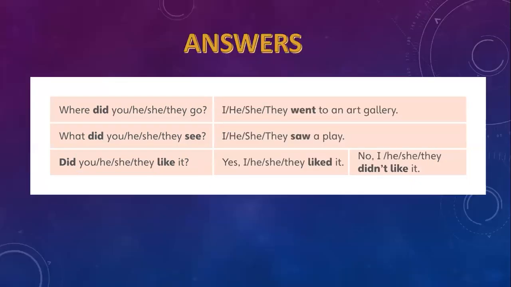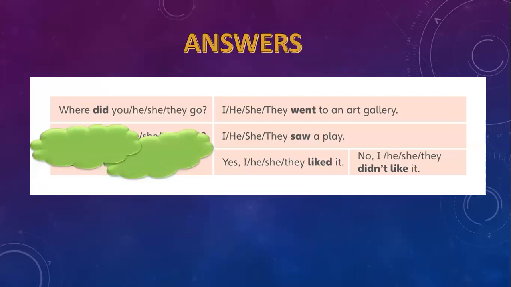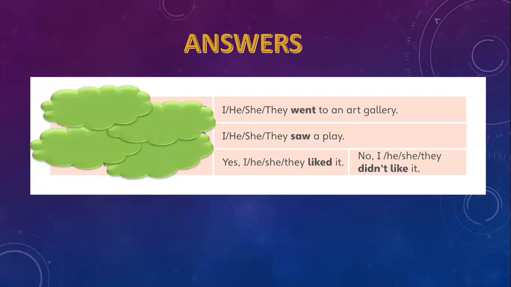Now, let's take a look at the answers. Okay, again, let me draw your attention to where the answers are. So don't pay attention to the questions, only to where the answers are. For the answers, okay, take a look at what we have there on the screen. I, he, she, they went to an art gallery. I, he, she, they saw a play. Yes, I, he, she, they liked it. Or no, I, he, she, they didn't like it.